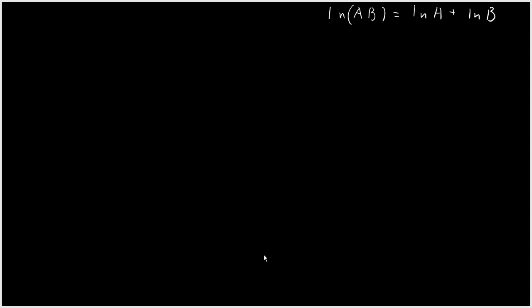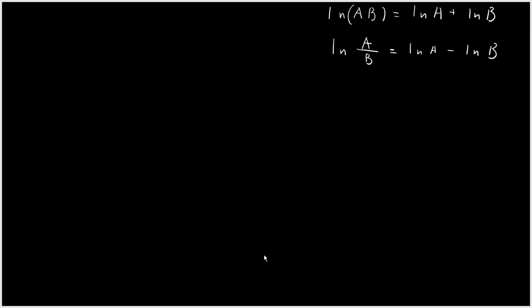I'm going to use it very shortly. And then the second property I want you to know is natural log of a over b, the quotient of two things, two functions, two numbers, two whatever things, is equal to natural log of a minus natural log of b.